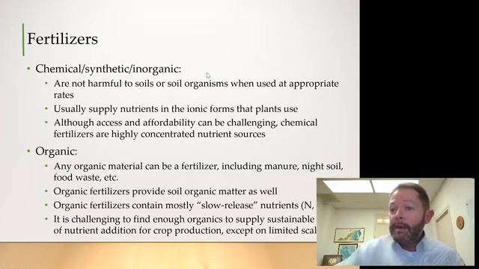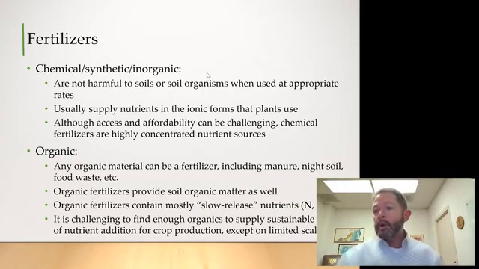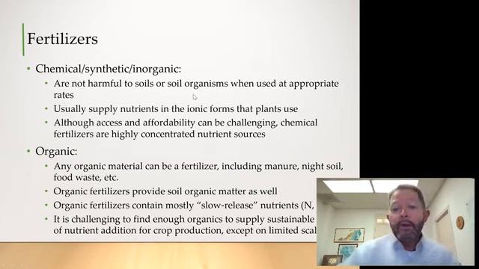So synthetic or chemical or inorganic fertilizers, that all means the same thing. They are not harmful to soils or soil organisms when used at appropriate rates, and that has been shown over and over again. They usually supply nutrients in the ionic form that plants use, and there's an advantage to that. Although access and affordability of fertilizers can sometimes be challenging, especially for smallholders, chemical fertilizers are highly concentrated nutrient sources.